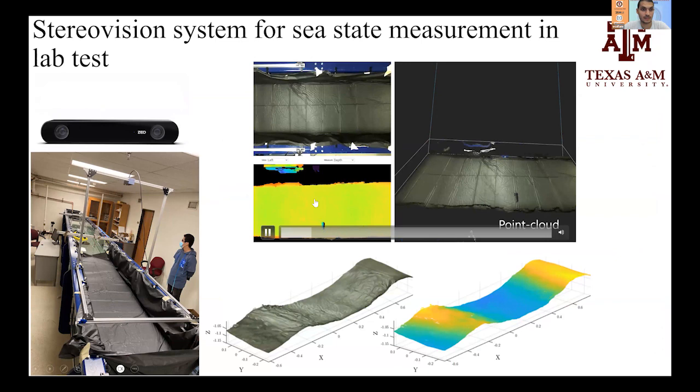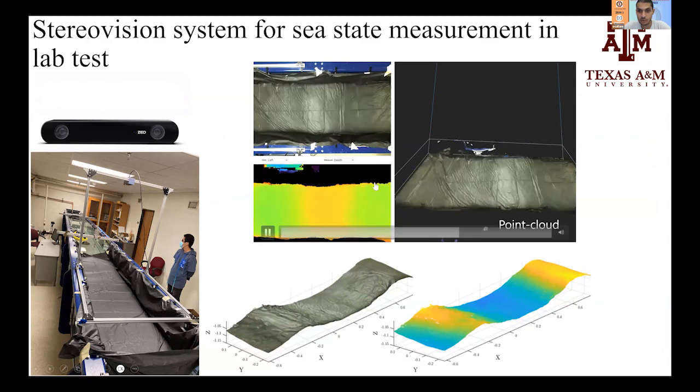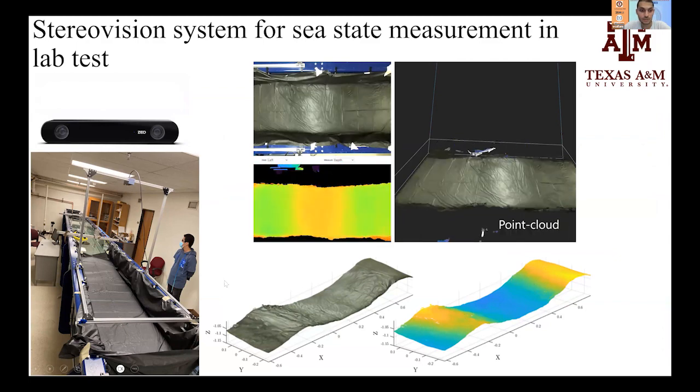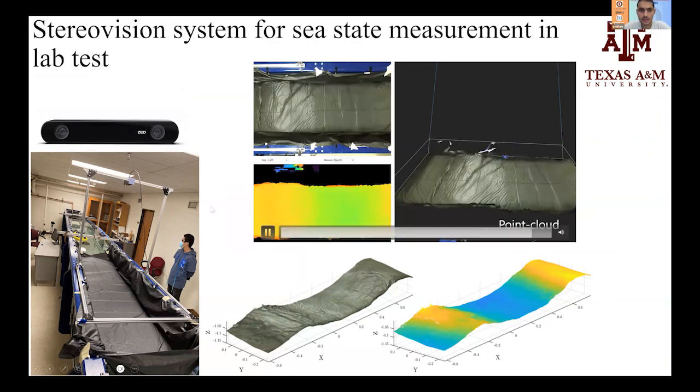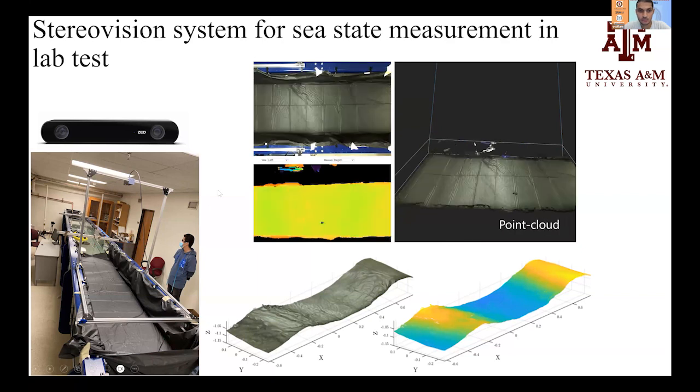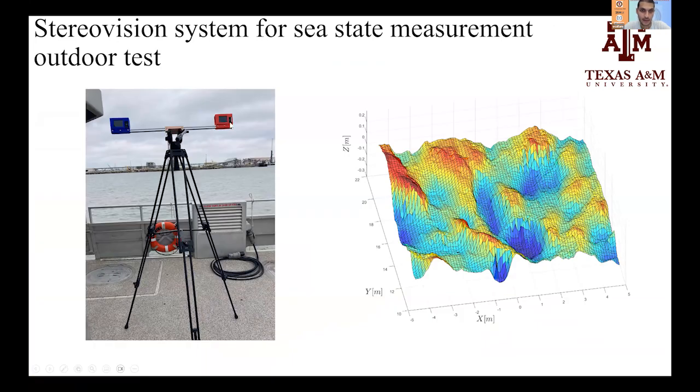This experiment was an in-lab experiment in the Ocean Engineering Department at Texas A&M University in College Station. We used a stereo vision system to measure the wave height, and this is the wave profile measured by the camera, which is installed here. Also, we did the same for an outdoor experiment. This is an in-lab built stereo vision system to measure the water surface profile in Galveston, Texas, United States, and we were also able to reconstruct the surface profile.